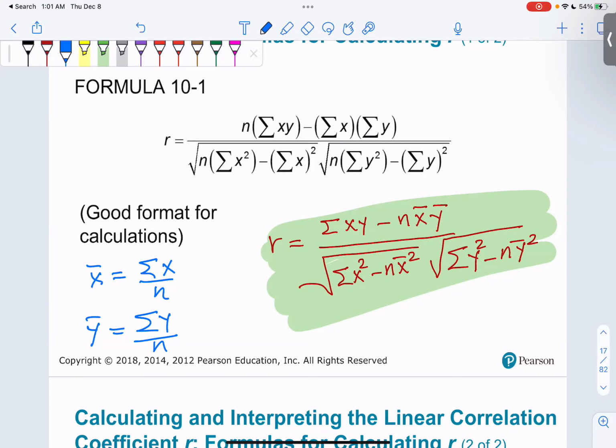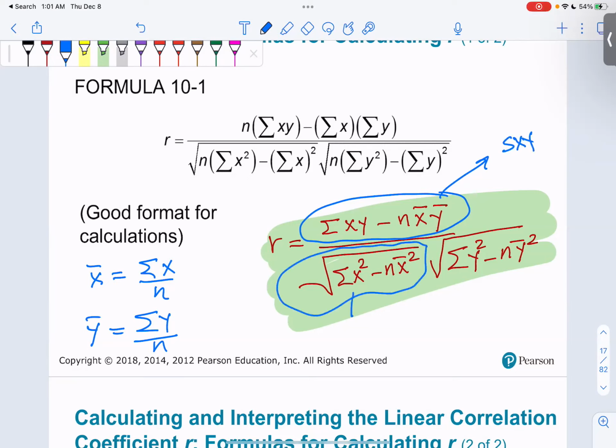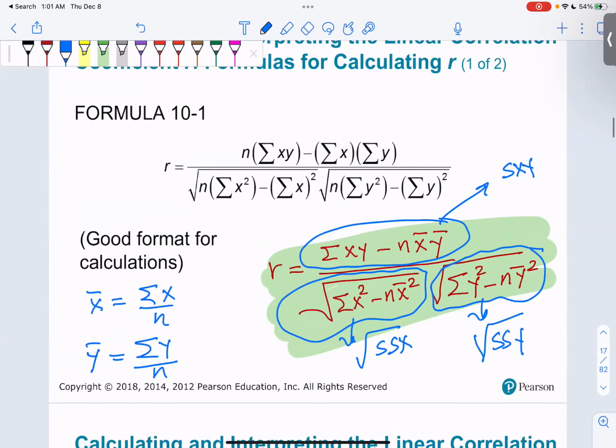Remember this part here in the top, we just call it SXY, and this one here, we call it the square root of SSX. Maybe you'll find it in some books like this. It will be this one, SSY. So R is basically equal to SXY divided by the square root of SSX times SSY. You might see it somewhere like this, okay?